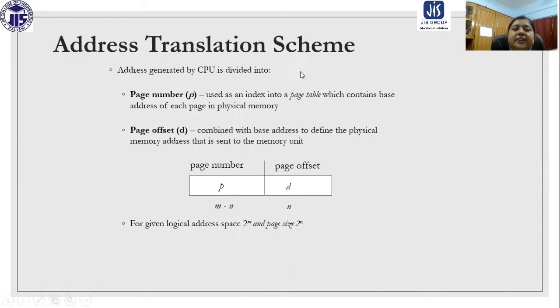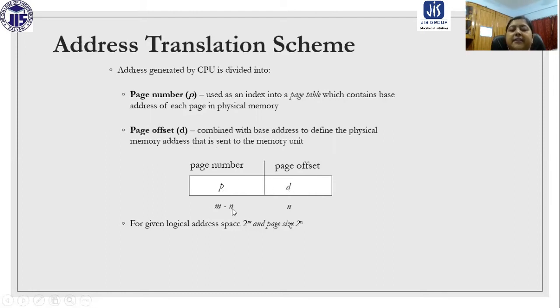Here is the address translation scheme. The address generated by the CPU, that is the logical address, is divided into page number and page offset. Page number, denoted by P, is used as an index into the page table, which contains the base address of the page in physical memory. Page offset, denoted by D, is combined with the base address to define the physical memory address that is sent to the memory unit.